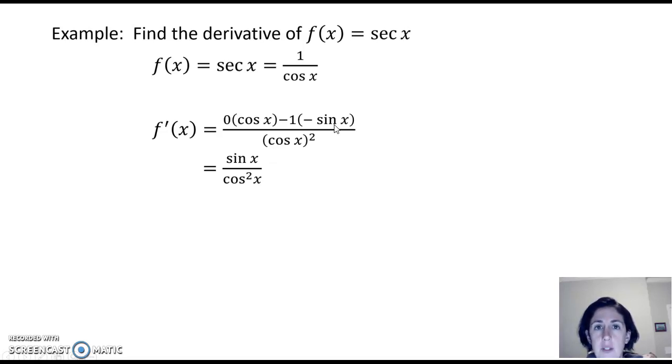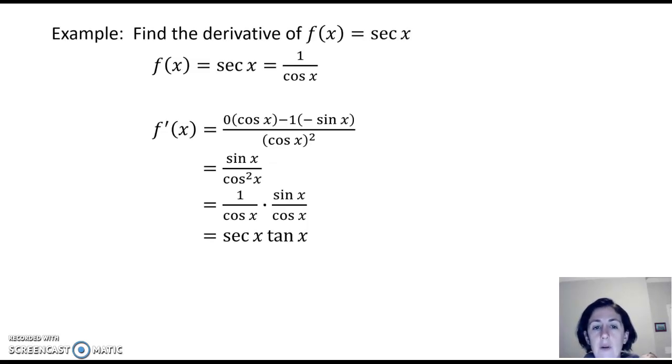Well, what does it mean to square something? That's cosine times cosine. So I have sine over cosine times cosine, which I can break up into 1 over cosine of x times sine over cosine. And 1 over cosine is the secant, sine over cosine is the tangent, so the derivative of the secant is secant of x times tangent of x.